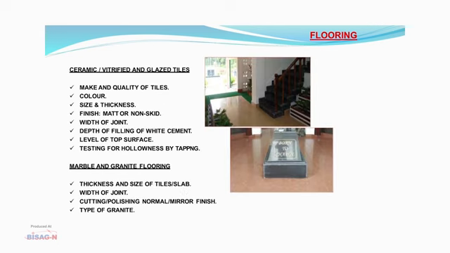For the flooring where ceramic, vitrified and glazed tiles are used, the quality and make of the tiles has to be in specification with the CA specifications. Also, the color, wherein the user's incorporation is required to achieve a degree of satisfaction. Also, the size, thickness and finish have to be ascertained, whether the same should be matte finish, non-skid or dual charge. The width of the joints should be uniform and seamless.